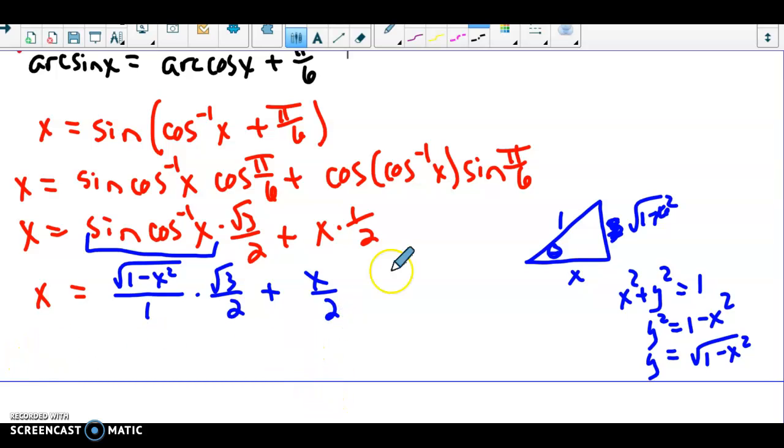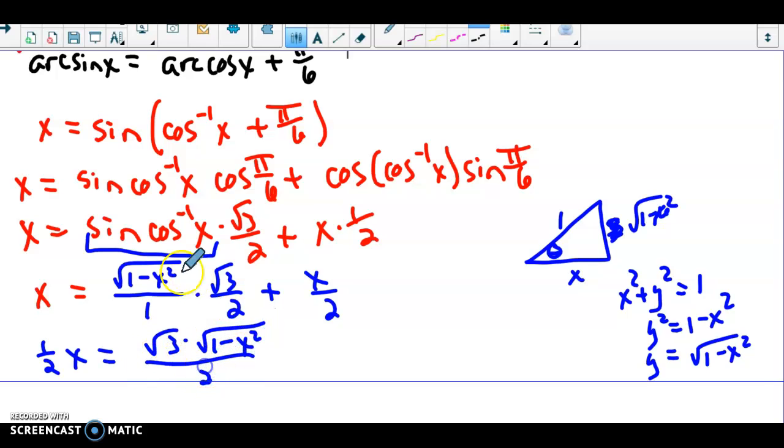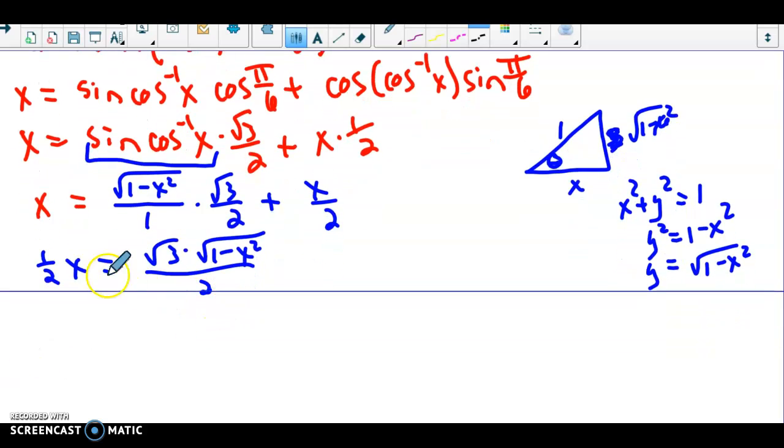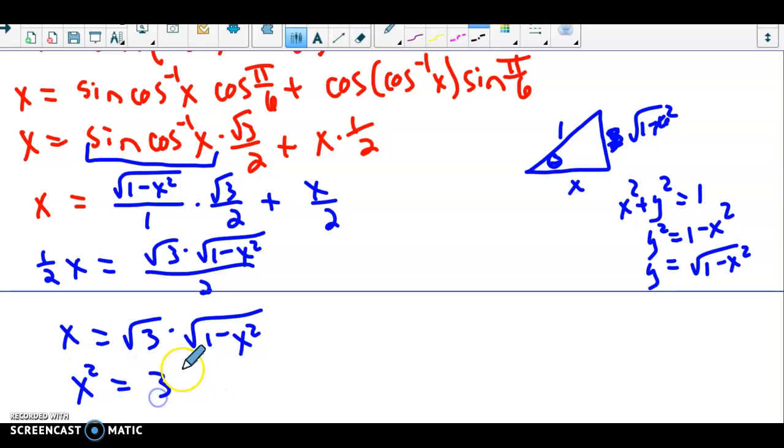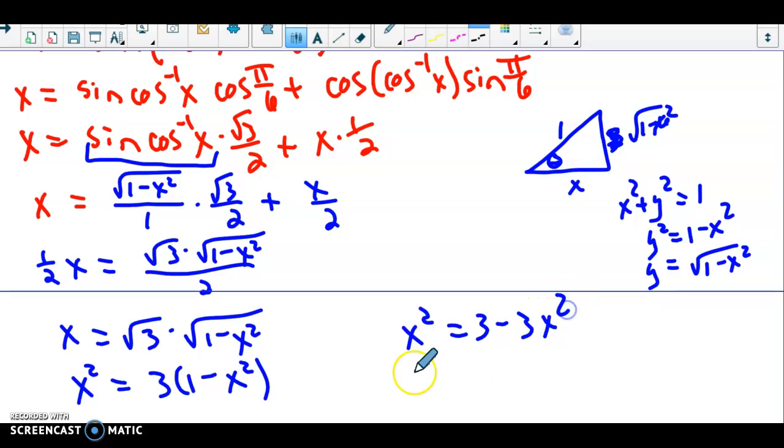Let's multiply everything. Oh no, I'm just going to subtract, I think, a half x from this x. That gives me a half x equals square root of 3 times square root of 1 minus x squared over 2. I can multiply everything by 2, getting rid of the 2's then. Square both sides to get rid of the square roots. Distribute my 3 through. Looks like I have 4x squared equals 3.